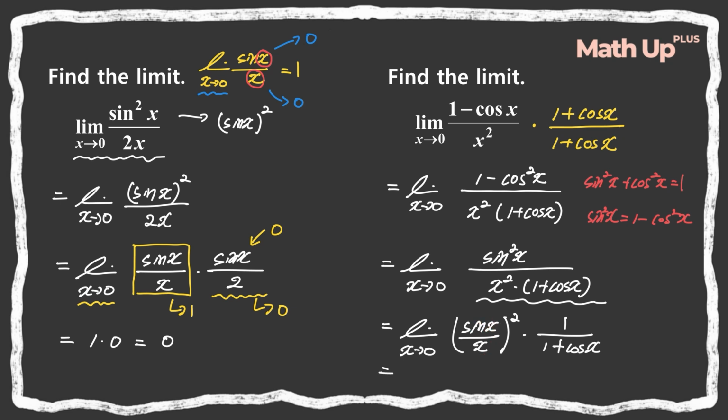So equal to 1 squared times, if we substitute 0 for x, that's going to be 1 over 1 plus cosine 0. And cosine 0 is equal to 1, right? So that's 1 times 1 over 1 plus 1. So that is equal to 1/2, right?